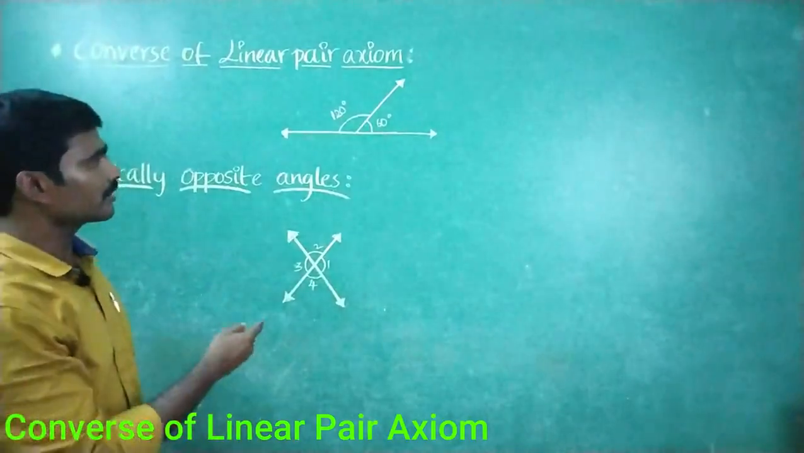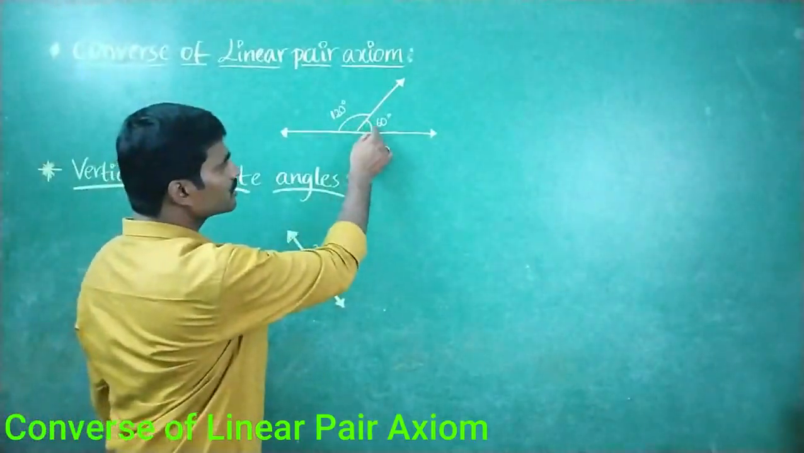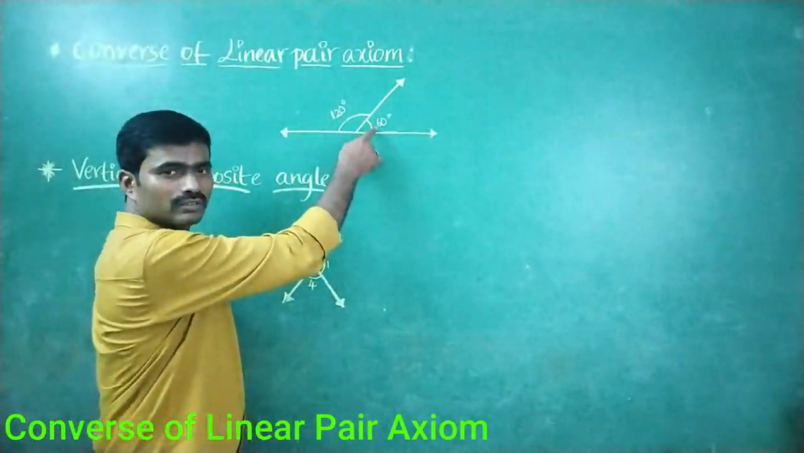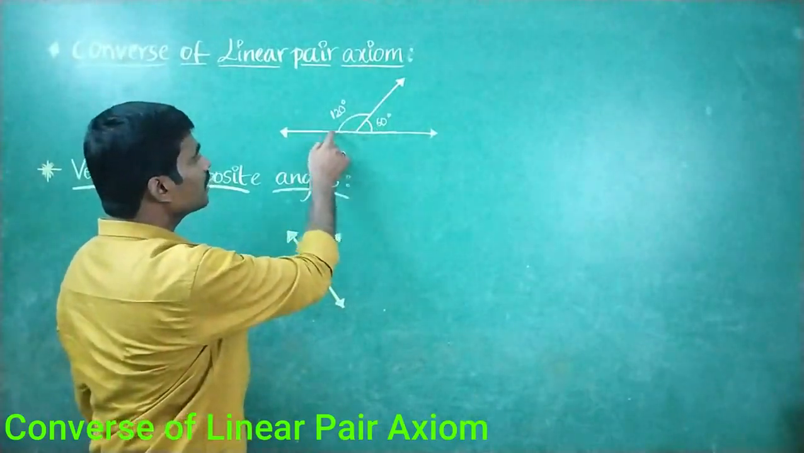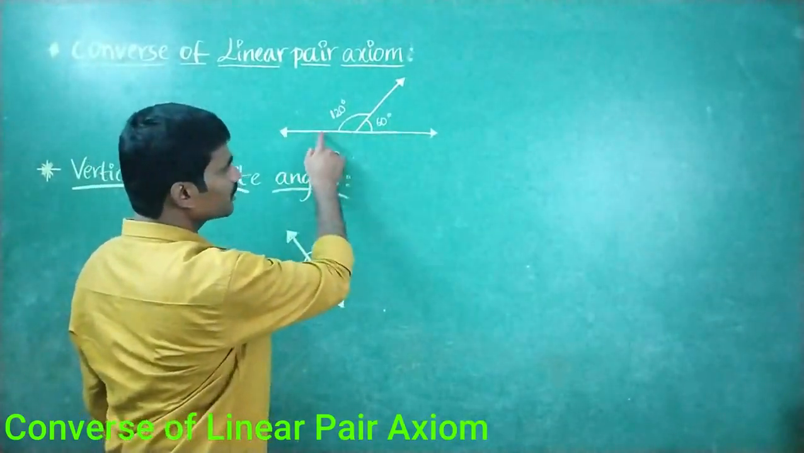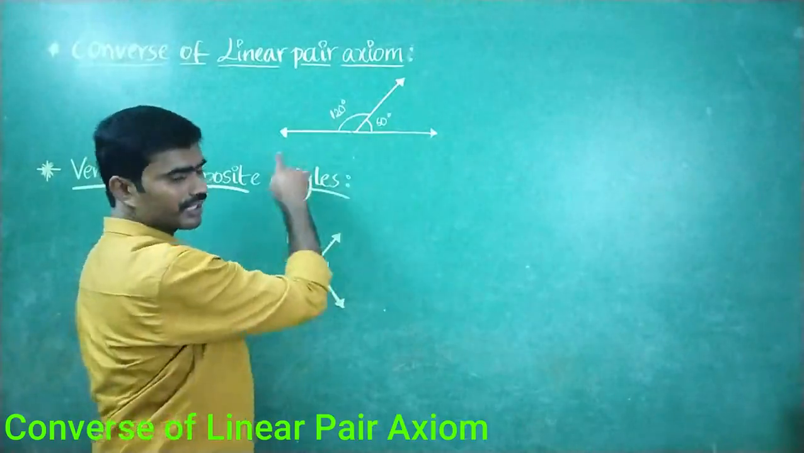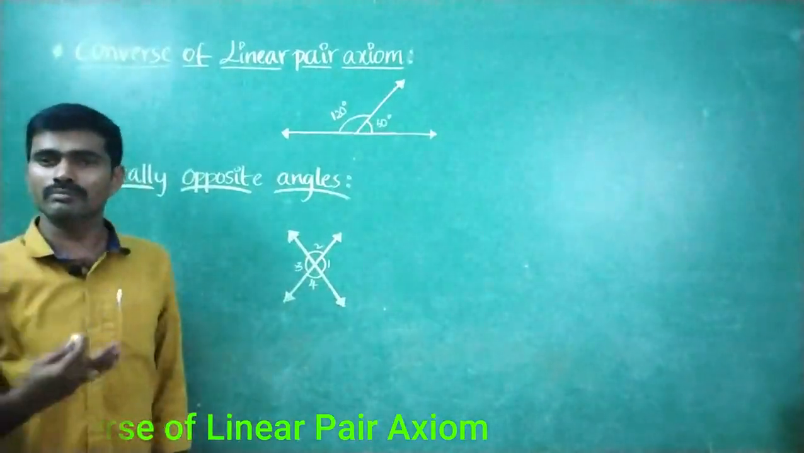Once again I will tell. If the sum of two adjacent angles is 180 degrees, then the non-common arms form a straight angle. This is the converse of the linear pair axiom.